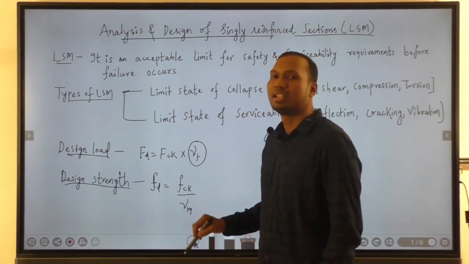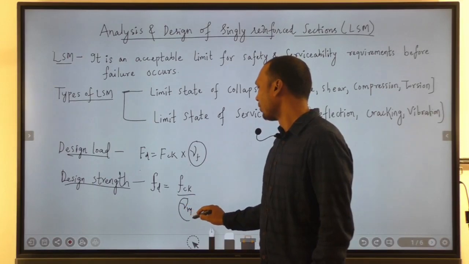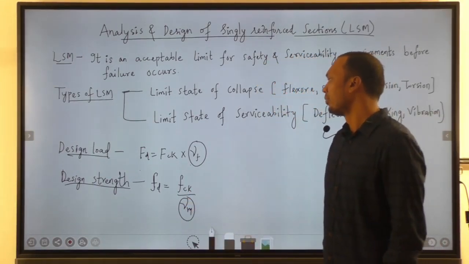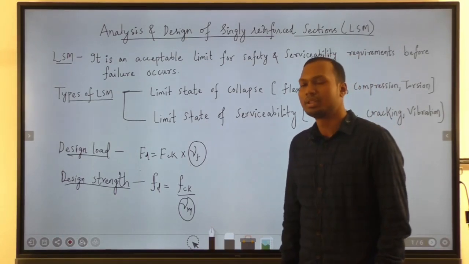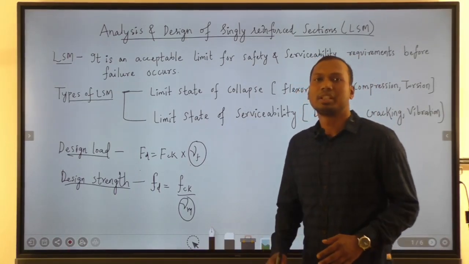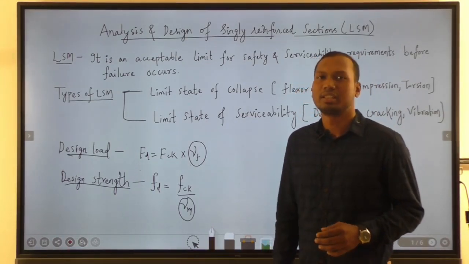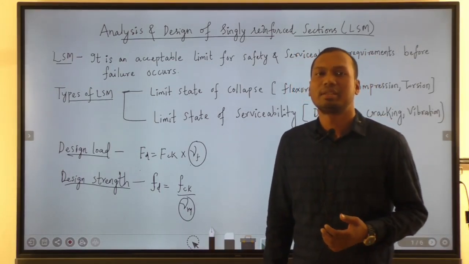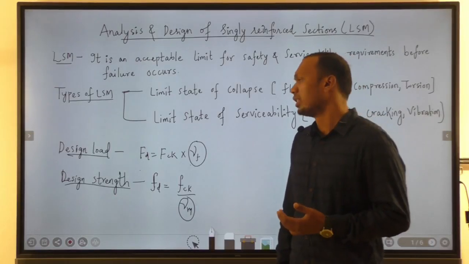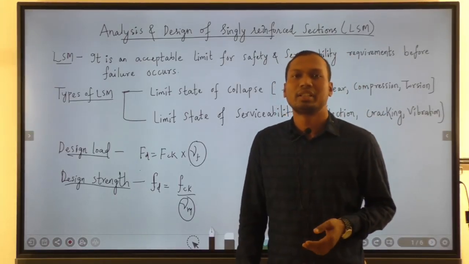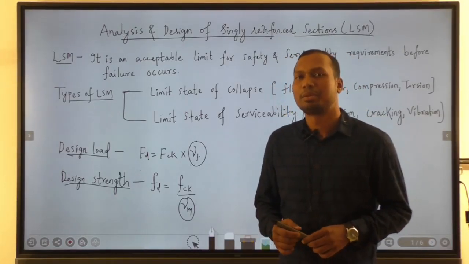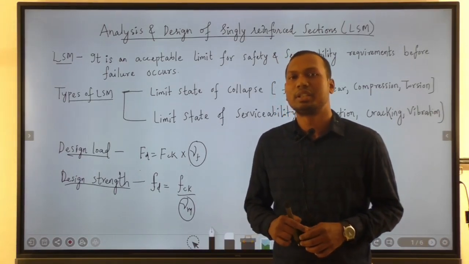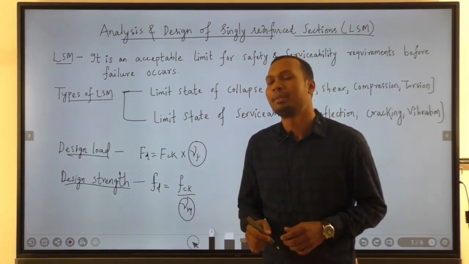So if we look at the partial safety factors, we have two partial safety factors. One is for design load and the other is for materials. For different load combinations we have different partial safety factors in both the limit state of collapse and in limit state of serviceability, such as for dead load and live load combination. In limit state of collapse we have 1.5 and 1.5. On the other side, in limit state of serviceability we have 1 and 1.